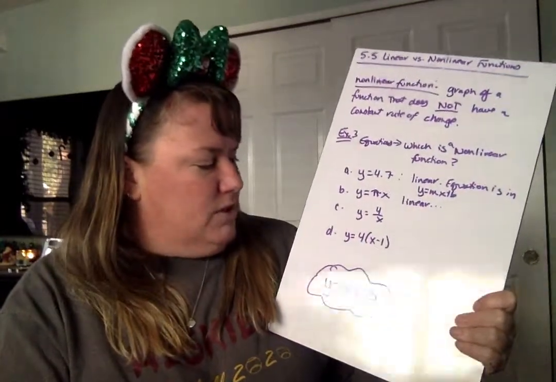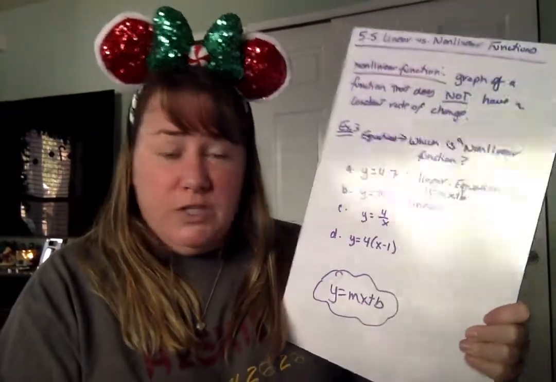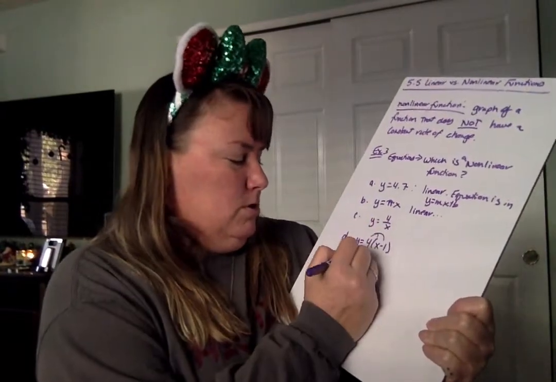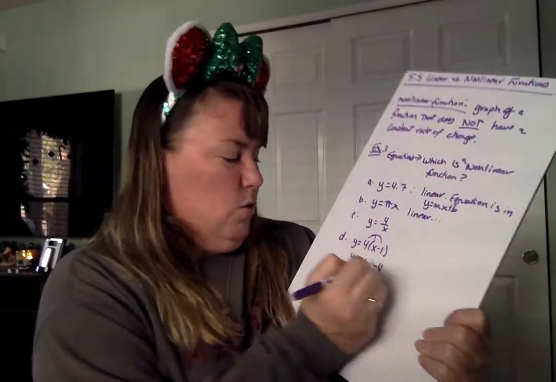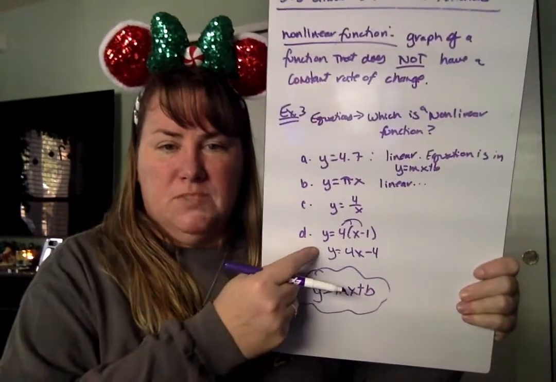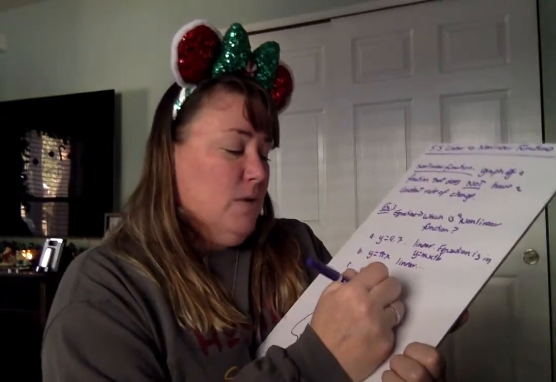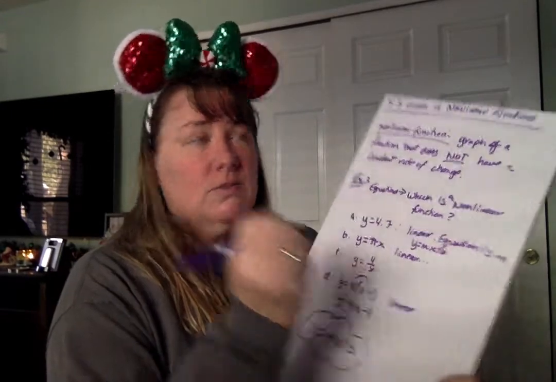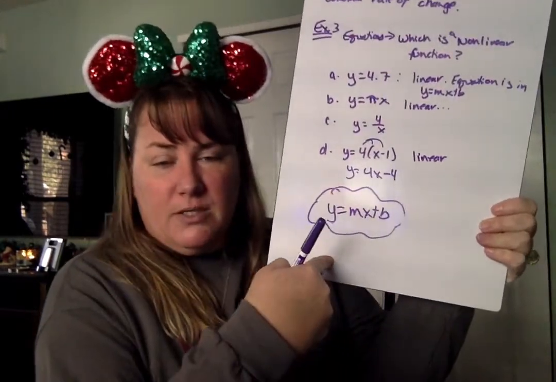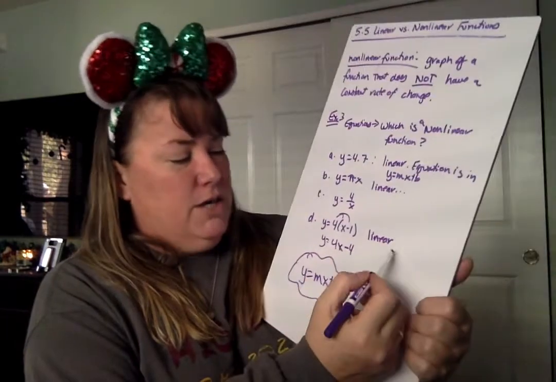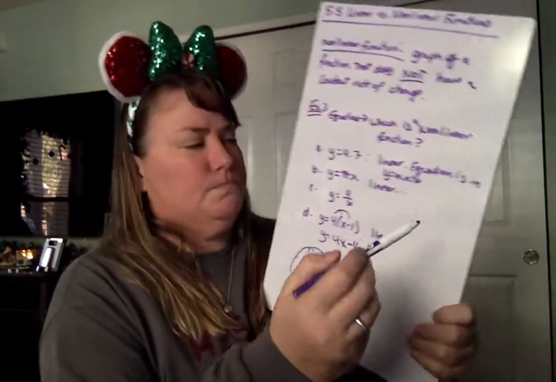Okay, y equals 4 times quantity x minus 1. Hopefully you want to distribute. So we have y equals 4x minus 4. Is this in that form? Yep, it is. Even though we had to distribute, it still ended up being in slope-intercept form. So linear, and your reason, equations in slope-intercept form.